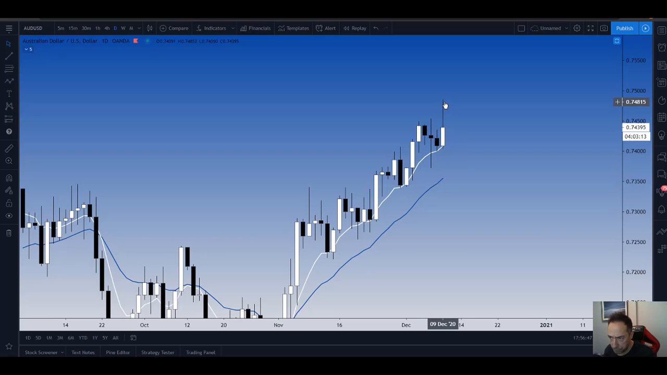You can see that triggered. Anyone that took it would have taken some profit off today. And that's coming back to where you entered now, so probably taking the rest of that trade off for break even, to be honest with you.